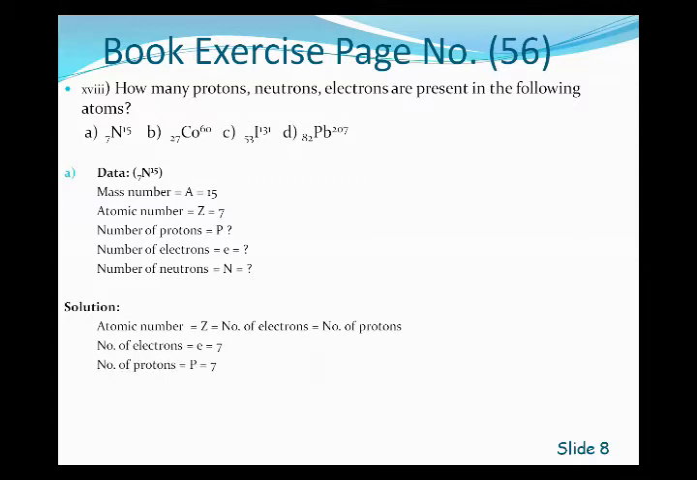Now how will we find the number of neutrons? The number of neutrons is equal to mass number minus atomic number. When we subtract the atomic number from the mass number, we will get the neutrons. N is equal to A minus Z, so A is 15, given here, minus 7. So the neutron number is 8. So this is the first one.